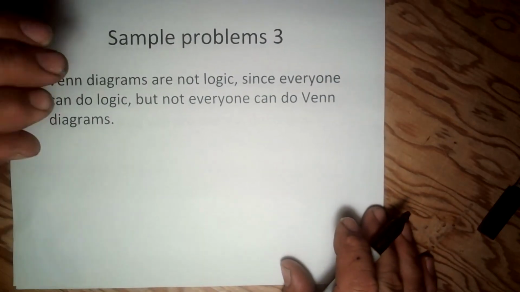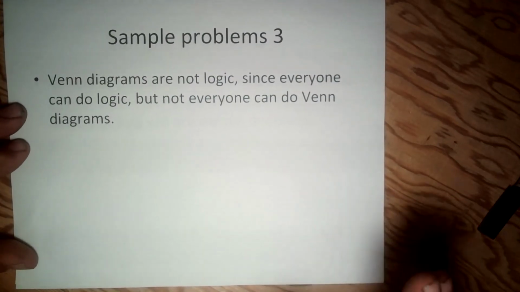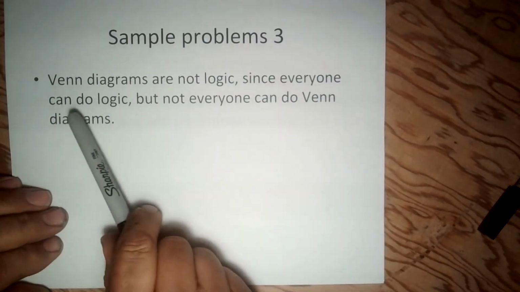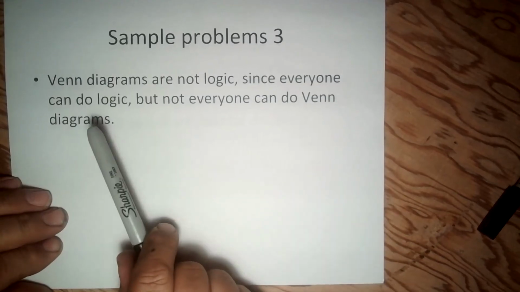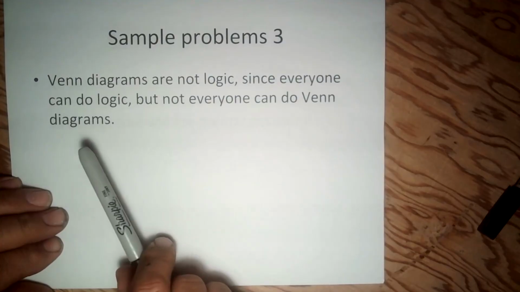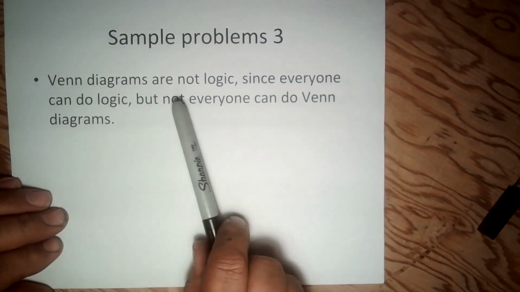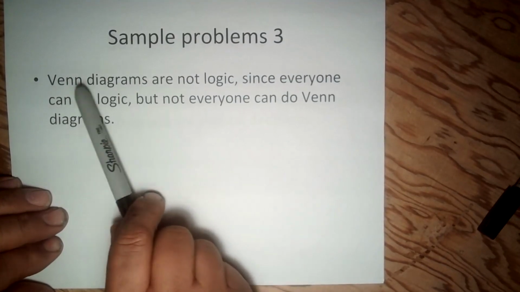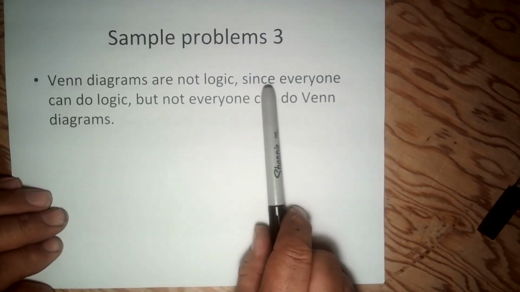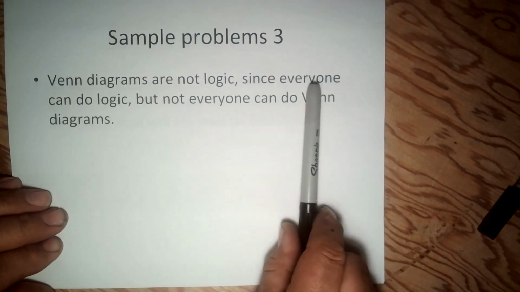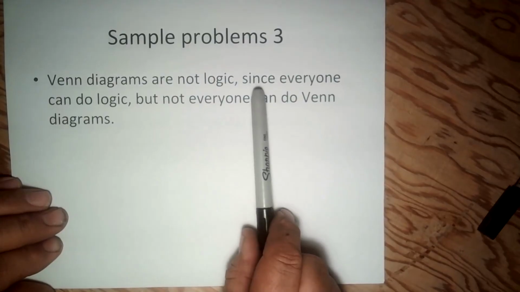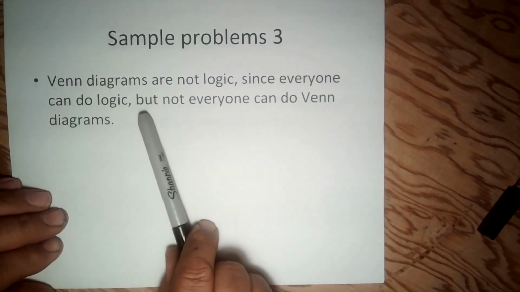Okay, moving right along. Venn diagrams are not logic, since everyone can do logic, but not everyone can do Venn diagrams. So, what's the conclusion? Well, I see 2 things that help us understand the structure of this argument. One is the "since." That tells us typically that stuff coming after it is reasons. And the other thing that we have here is the word "but."